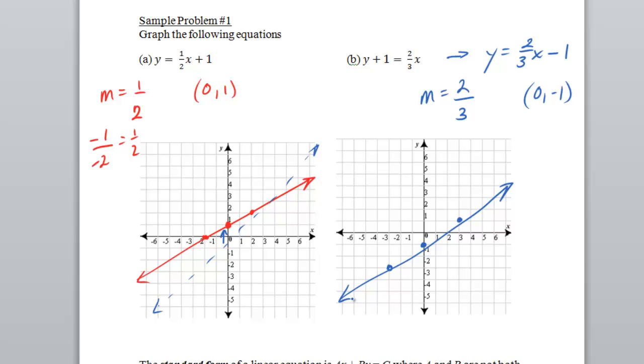So that's a quick introduction to graphing lines in slope-intercept form. Hopefully you learned that very well in Algebra 1, and that was just a quick review.